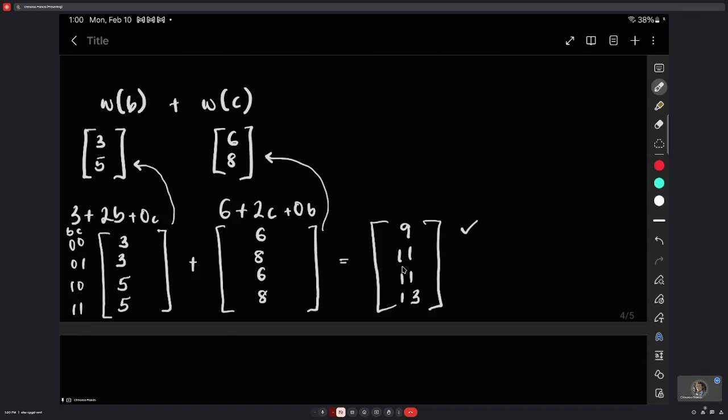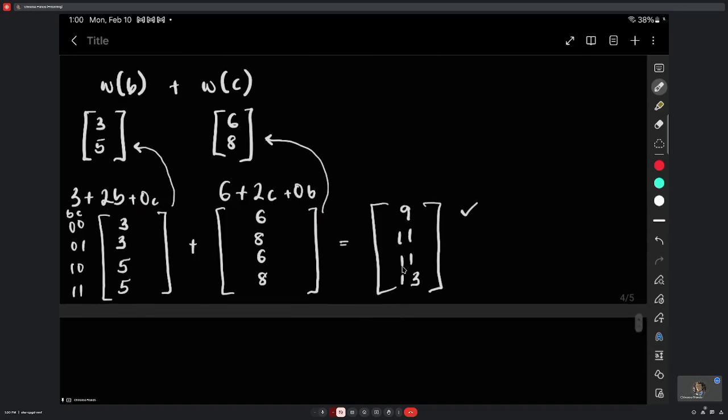I think I agree with what you said at first. Like B, look at the hypercube. B has 0, 0 here, so the value didn't change. And then C changed from 0 to 1. So I feel like that was fine.